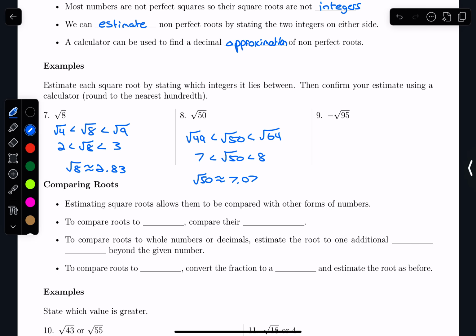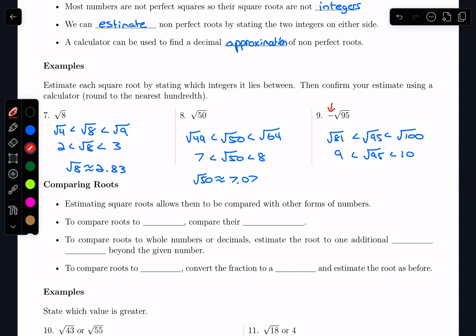Number 9, we have negative square root 95. So what I want you to do is ignore the negative sign for a second. I'm going to point to it with a red arrow so we don't forget to come back to it. But let's pretend it's positive square root 95. The square root of 95 would be bigger than the square root of 81, but less than the square root of 100. So it would be between 9 and 10. But now we need to take into account that negative sign. So negative square root 95 is going to be between -9 and -10.